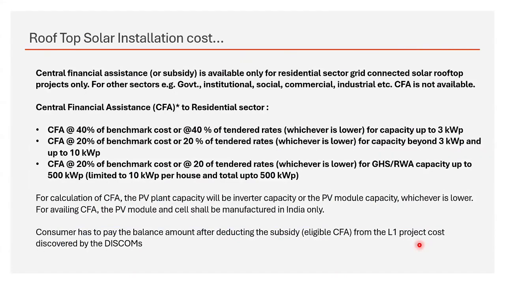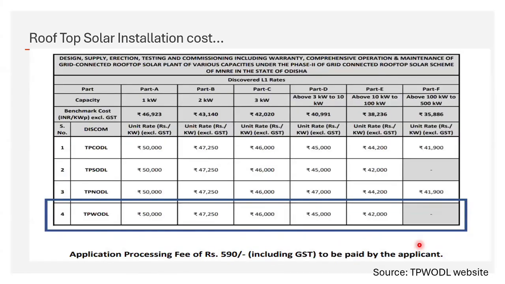Just a second. Okay, that I have missed to add. So up to 3 kilowatt, the CFA is 40%. 3 to 10 kilowatt, it is 20%, and beyond 10 kilowatt up to 500 kilowatt peak, it is 20% of the benchmark, or it is actually just less than 20%. Okay, so we can see an actual case study.